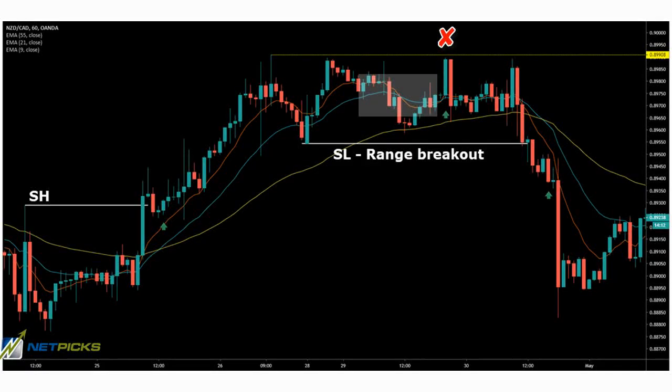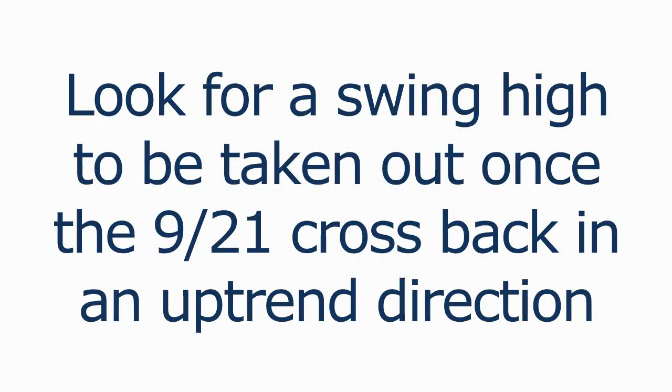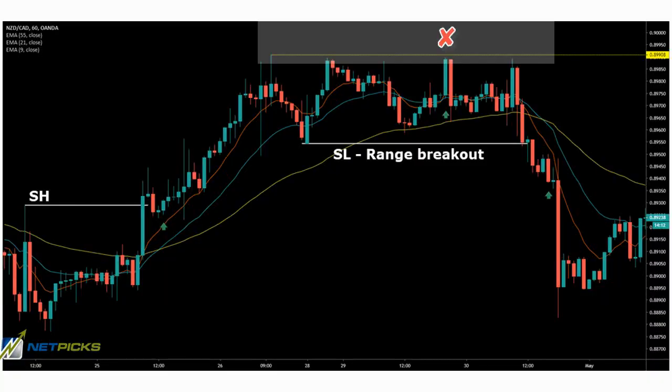Now here's a continuation trade, just one example. Once we are in a confirmed trend, and that is when all the averages are lined up, we can look for the 9 EMA to cross over the 21 EMA, which will reverse the short-term trend direction. Using the exact same rules, we need a swing high to be taken out once the 9 and 21 cross back into an uptrend. And I want you to note on this chart with the red X, while the averages did cross, the swing high was intact, and that saved us from taking a losing long trade.